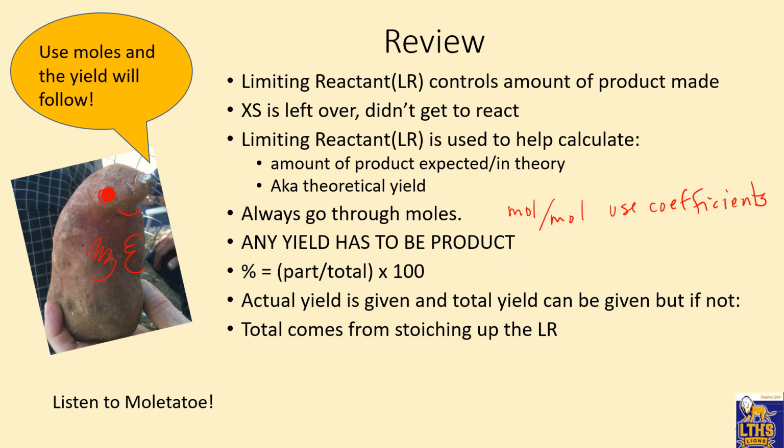All right, any yield has to be product. Remember, it says yield is asking about product. Percent is always part over total. Part is the actual yield that's given in the problem. Total yield can be given in the problem, but if not, total comes from stoichiometry using the limiting reactant.